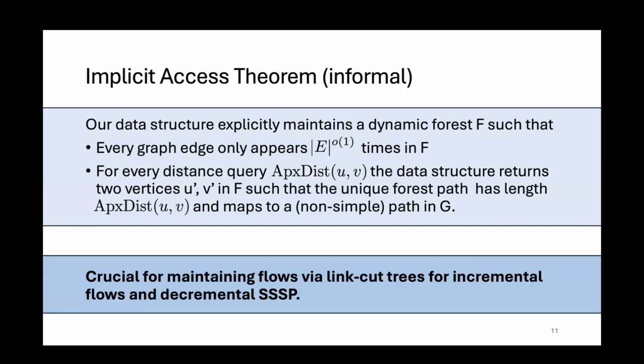This turns out to be crucial, for example, for maintaining flows via link-cut trees and allows us to get our decremental SSSP algorithm deterministically, and is also used heavily for our incremental flow results. You can just imagine that even if the distance witnessing path is very long, you can ask interesting queries about this path with, for example, a link-cut tree or other tree data structures that can run on this explicitly maintained dynamic forest F and get things about this path without having to enumerate the path.